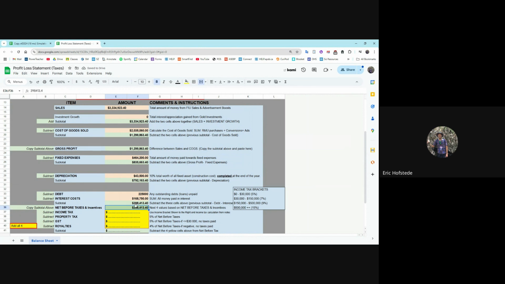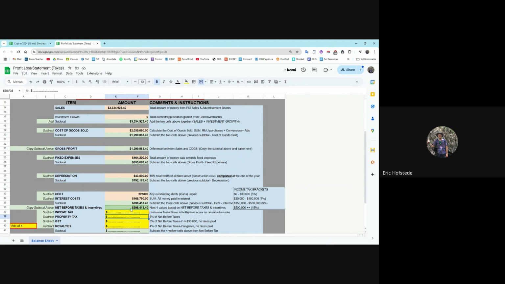All right. That is then what I use to calculate my income tax, as well as property tax 5%, GST 5%, and royalties. So all four of these yellow tax boxes are going to be filled in using this really important net before tax and incentive, 398,413 for me. I'll start with the easy ones.